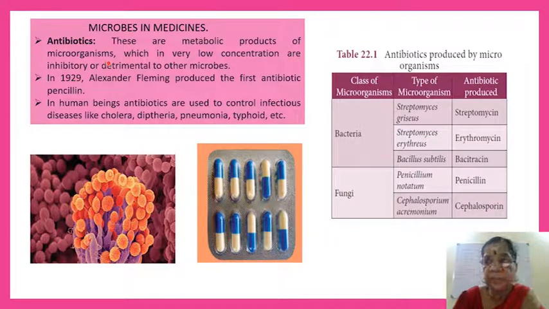Microbe and microorganism are the same, which are in low concentration and are inhibitory. It will prevent the growth of the microbe. Then in 1929, Alexander Fleming produced the first antibiotic, penicillin. This figure is Penicillium, the fungus Penicillium notatum.